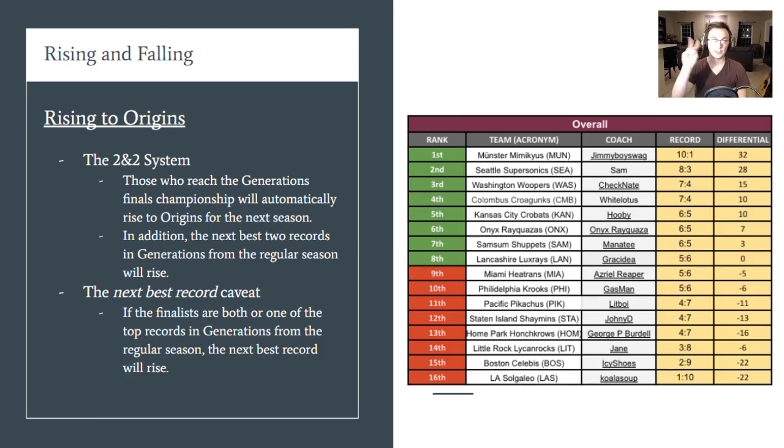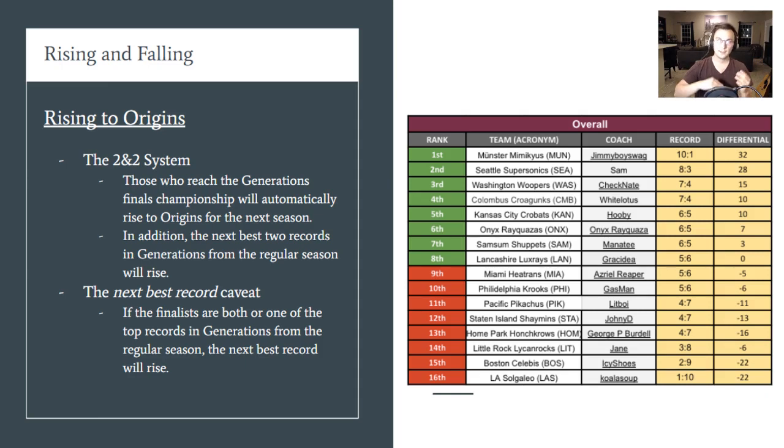So what we do, the 2 finalists automatically move up, like I mentioned, and then the next 2 highest records in the entire league will then move up. And this depends on overall rankings. Now, overall rankings are determined by the standard rule: win-loss records, then head-to-head, then the CPWA if need be, and then differential if the CPWA is all-time, right?